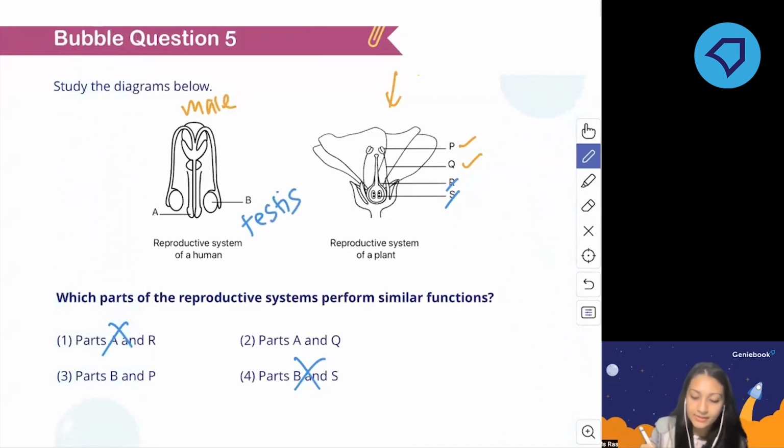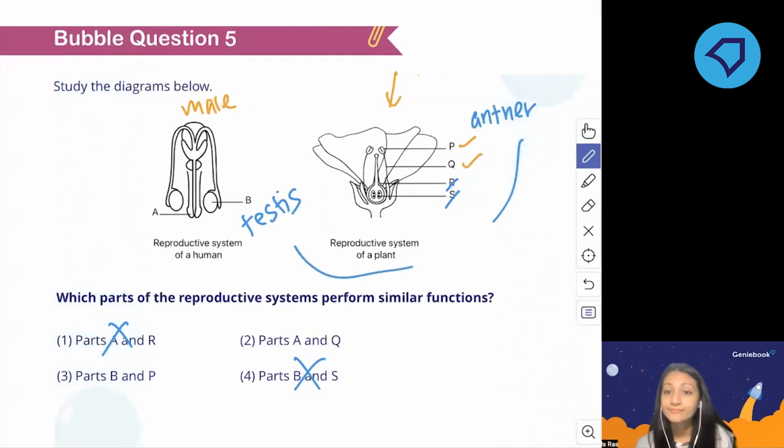And P here is the anther. For those who get it correct, what does the testis and the anther do? What do they do? Who can tell me? Who is the student who has been paying close attention to Miss Russ' lesson? You can tell me.